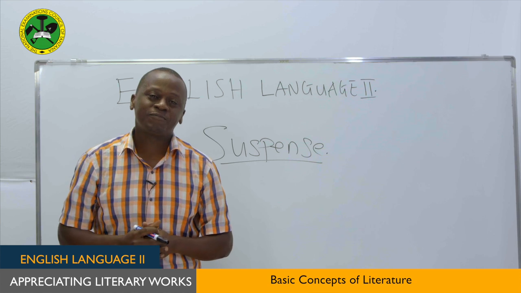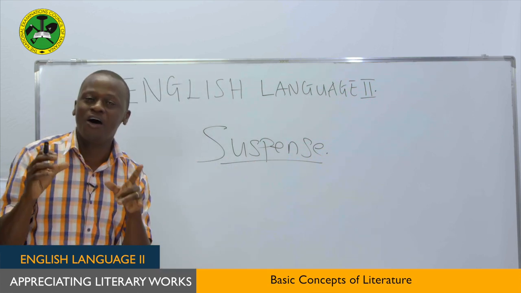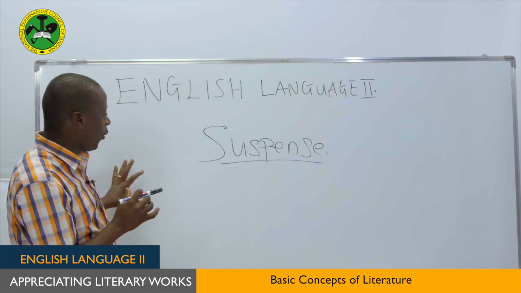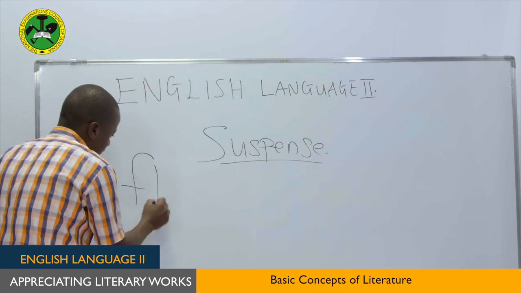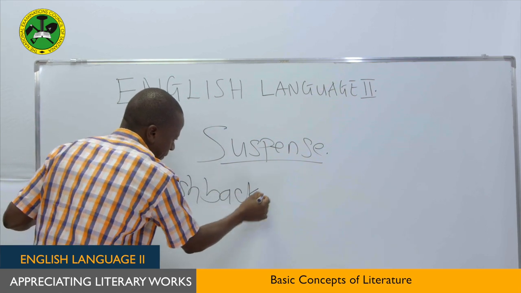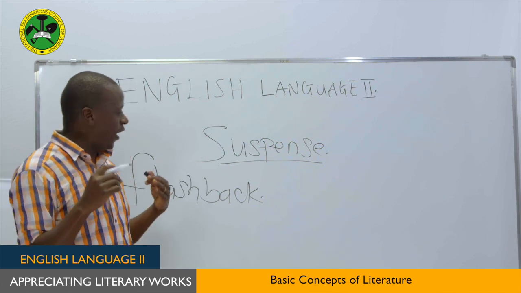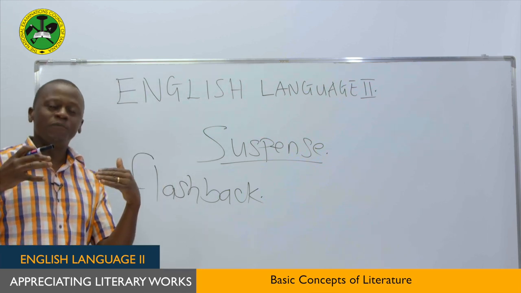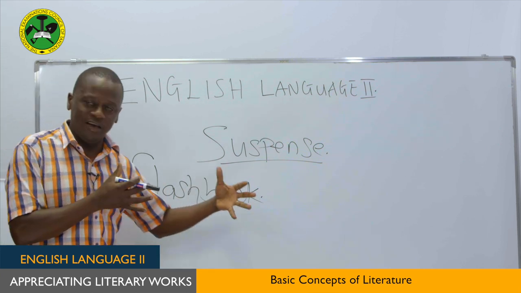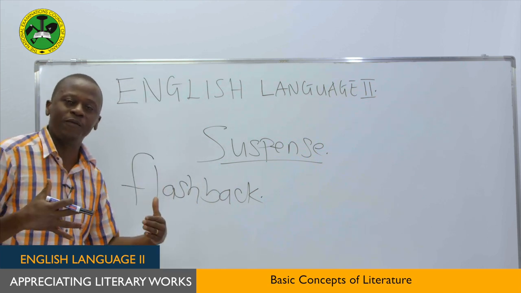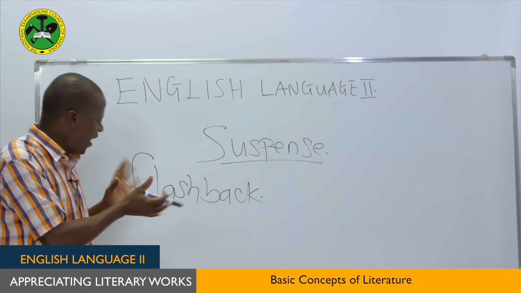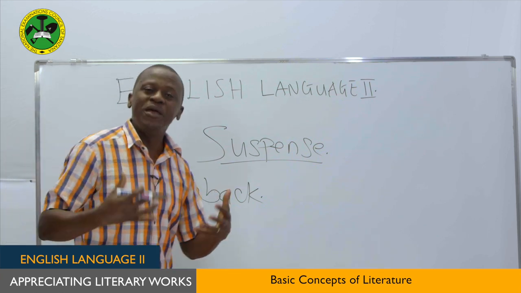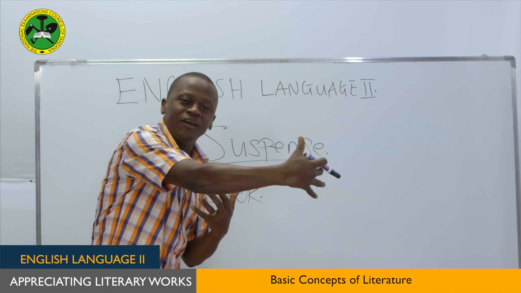Now, here are the responses. You can create suspense in a work of art by starting with a certain style in a plot called flashback. Flashback can help you to create suspense in a work of art. How? As you create your work of art, you start with the last events. You put the last event at the beginning of a story or a drama or any work of art. From there, the readers or the audience will be much interested to know the final end of that particular work.